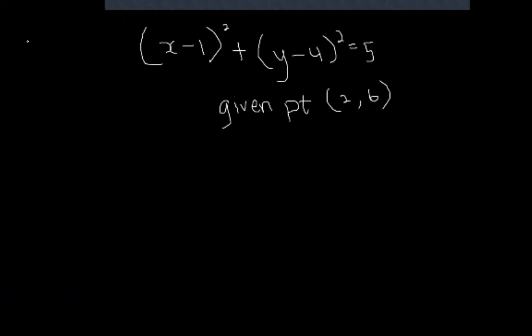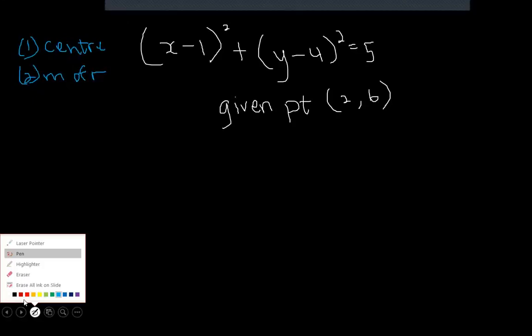We know the steps to go about finding the equation of the normal. The first 2 steps are the same. You find your center. The next step is the same, so I'll just put M for gradient. So find the gradient of R, which is the radius. Let's do that first.